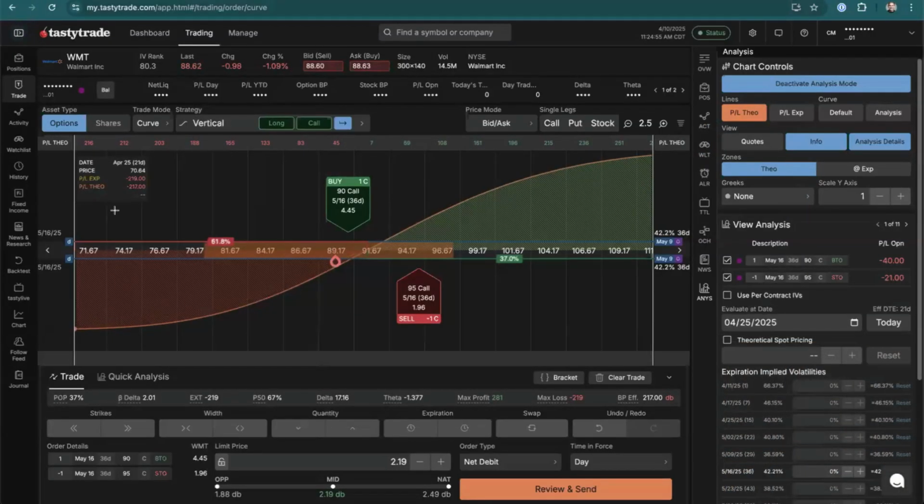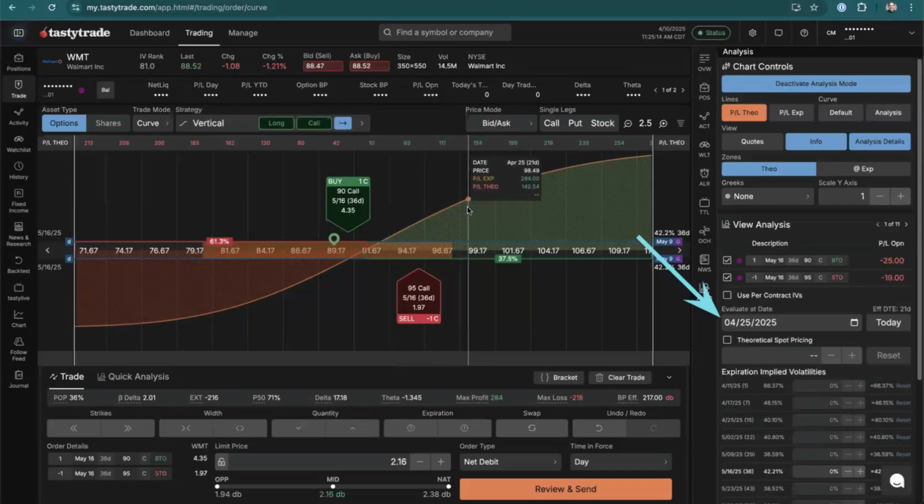How do we know what day we're looking at? It's going to be at this value down here. You can look at the evaluate at date, and you can change this date all the way up until expiration. So right now we're looking at, what would be my estimated profit or loss on this strategy, or theoretical profit or loss, if Walmart were to trade up to $98.50, right where my cursor is? Well, our profit or loss would be right around 147 if it were to trade up just today.